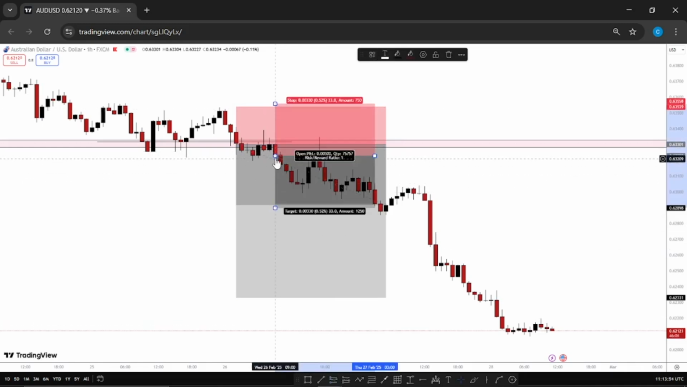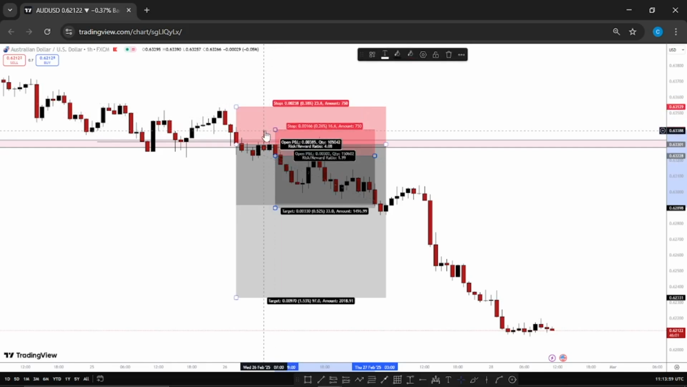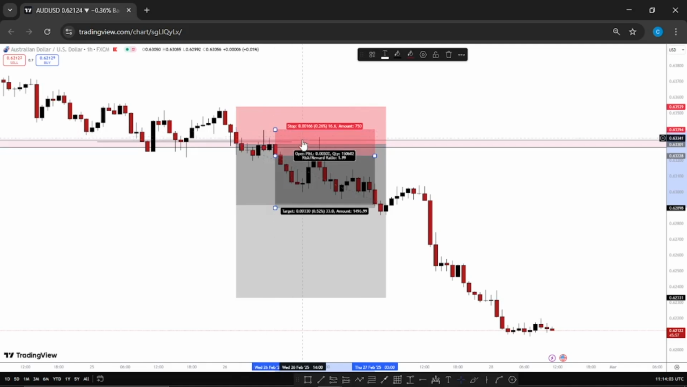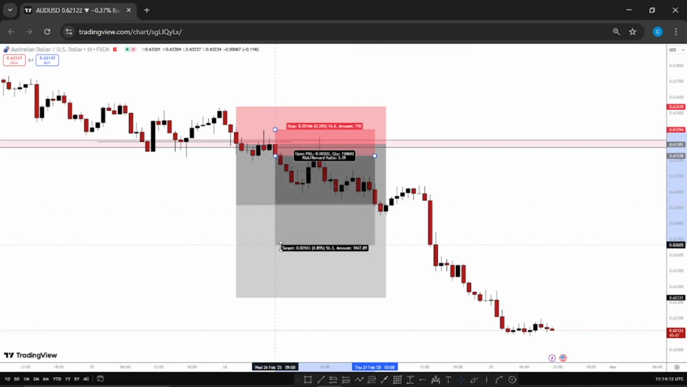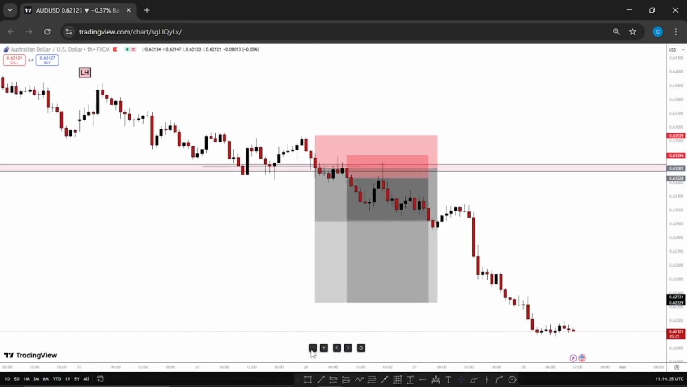Entered after the closure and placed my stop loss right above the wick of this bearish candlestick, giving me 16 pips, risking 16 pips. And where did I place my take profit? Same as my first take profit, giving me a risk to reward of 1:5, risking 16 pips to make almost 90 pips. Alright, as simple as that.